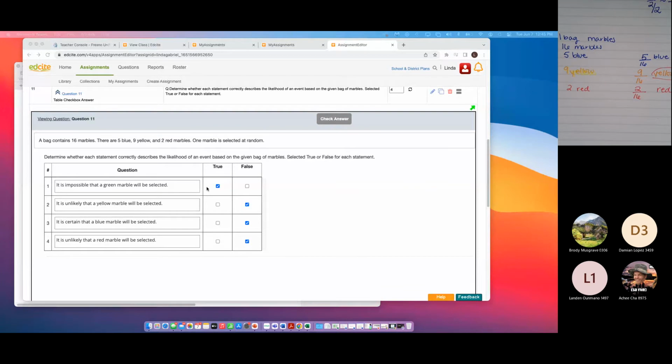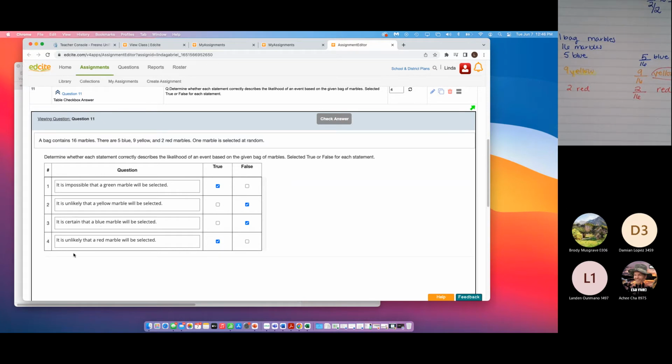So I had said before, this one's true. It is impossible that a green marble will be selected. That is obviously true because we don't have a green marble. It is unlikely that a yellow marble will be selected. That's false because we have more yellow marbles than any of the other marbles. And then it is certain that a blue marble will be selected. It's not certain. If I only select one marble, I have 5/16 of a chance of getting a blue marble, right?